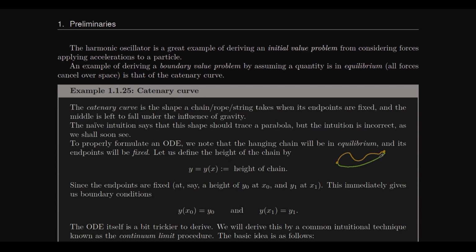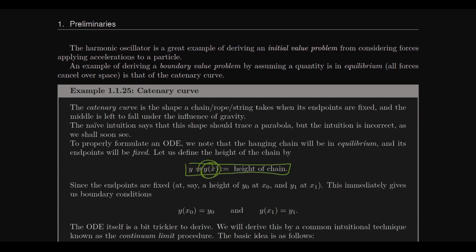It turns out that people didn't know how to find this object for quite some time. You would think maybe it's a parabola. It's not. It's approximated by a parabola, but it is not, in fact, a parabola. It's called the catenary. Let's derive the ODE that would produce the catenary for us if we solved it. All we're going to do is name my variable y to be the height of the chain.